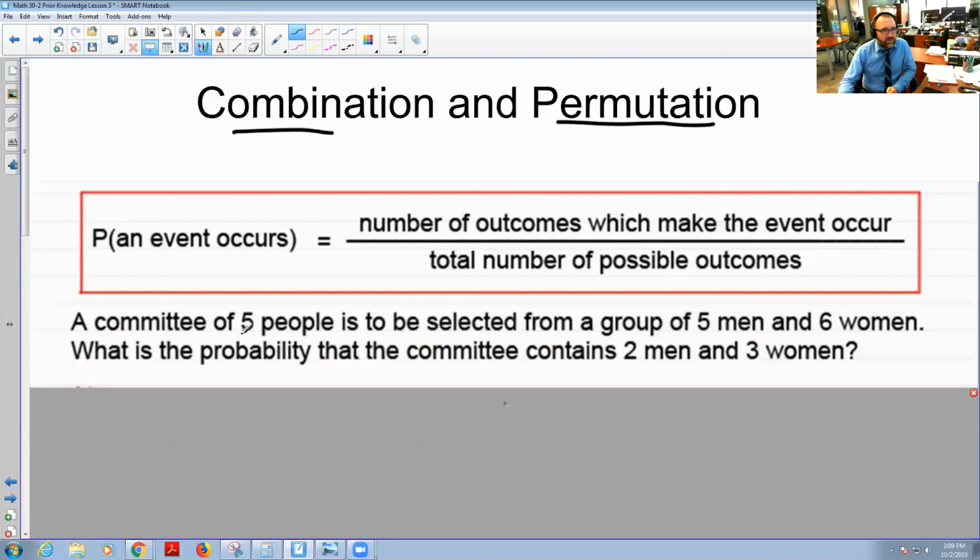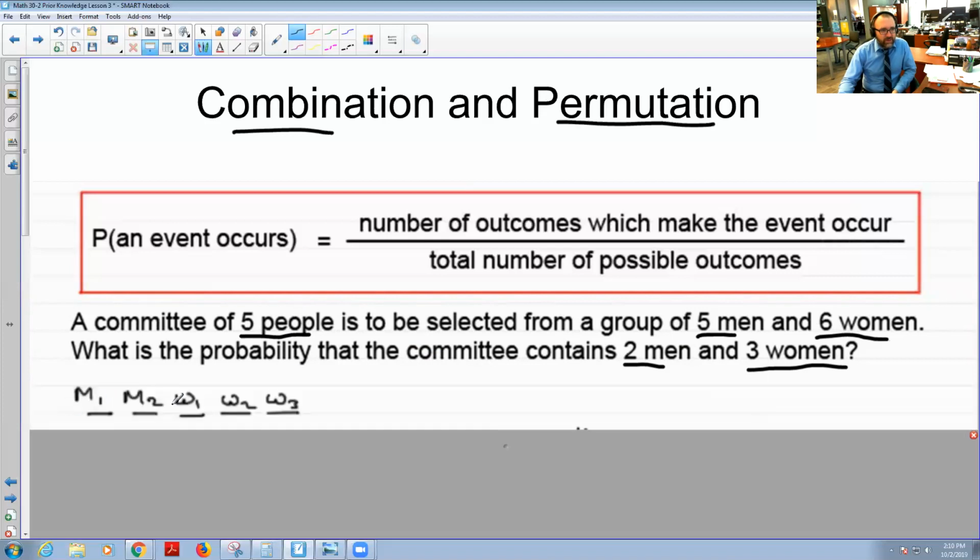A committee of 5 people is to be selected from a group of 5 men and 6 women. What is the probability the committee contains 2 men and 3 women? So this is the extra bit where you learned from prior, is now we're going to have an indication of what the probability is with so many men and so many women. But you already could do the first part of saying that there is 11 altogether, 5 men and 6 women, and there's 5 people. So that's the first part of it.